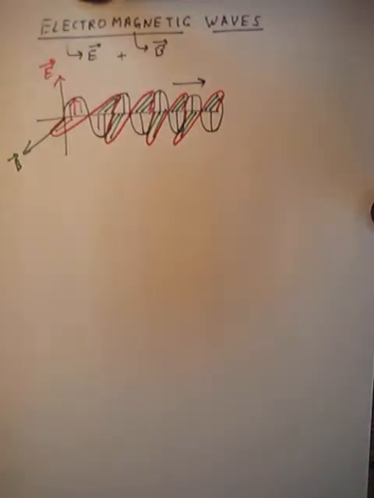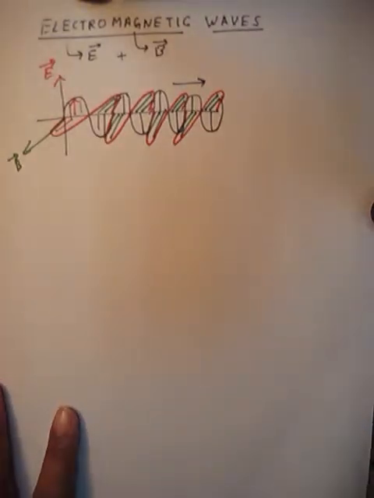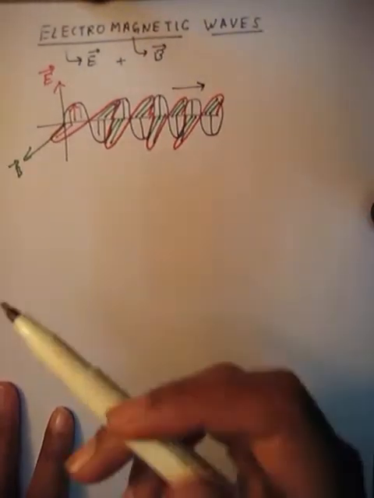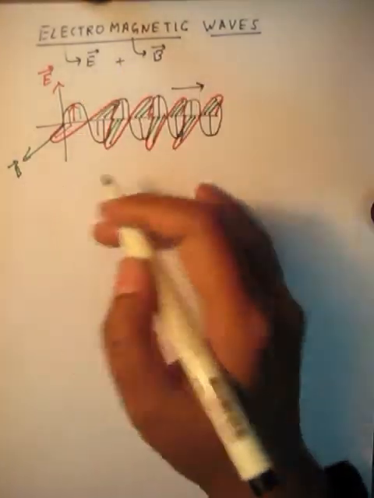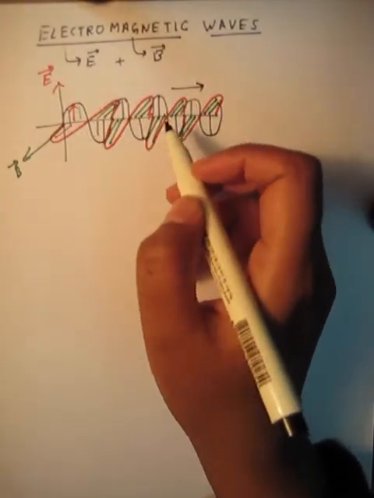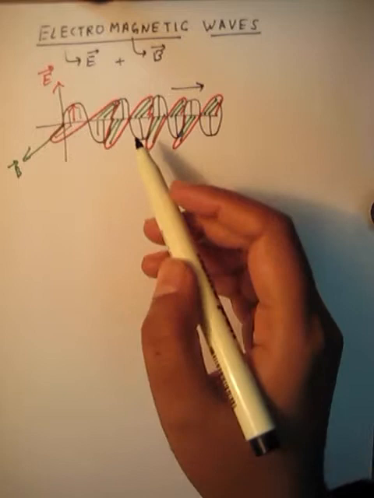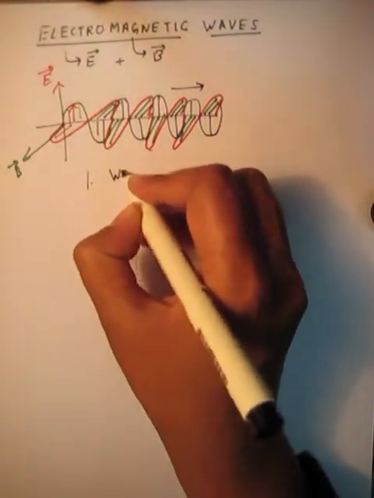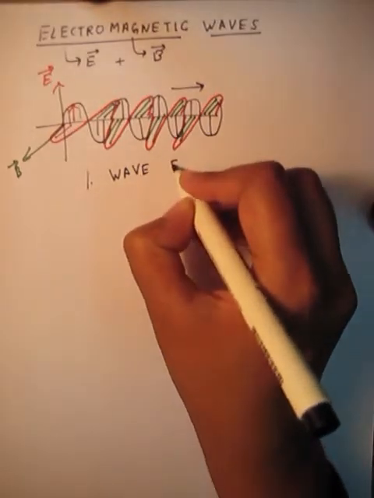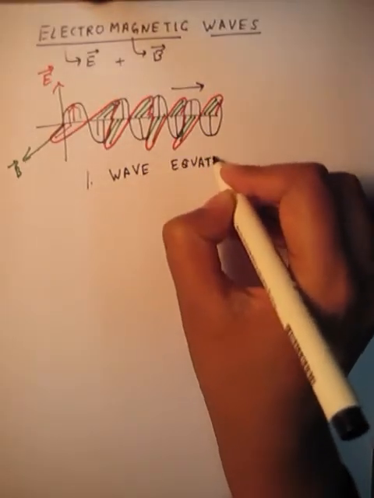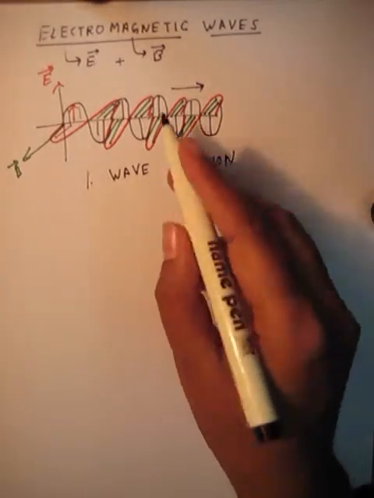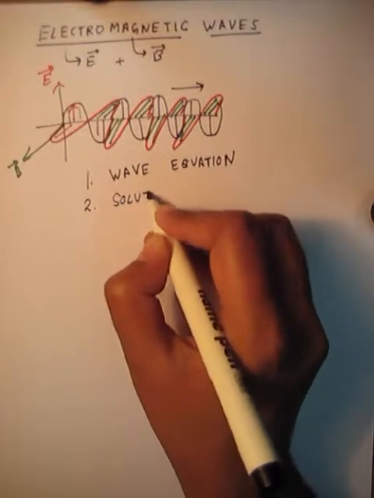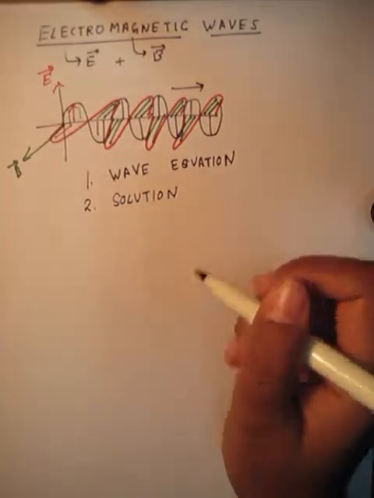Now let's try to find a wave equation for it, and then we are going to find the solution for electromagnetic waves. So in this entire video, first of all, we are going to find what the wave equation is for electric field and magnetic field, and then we are also going to find the solution for the wave equation.